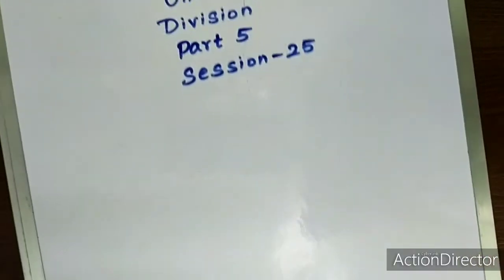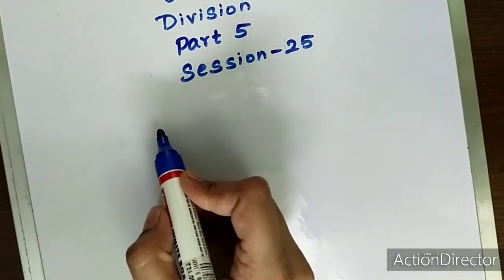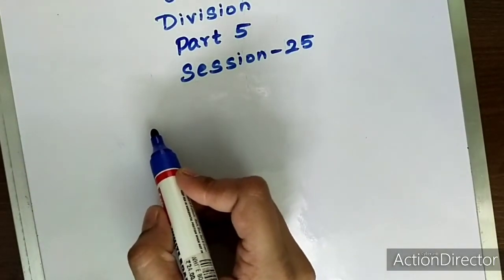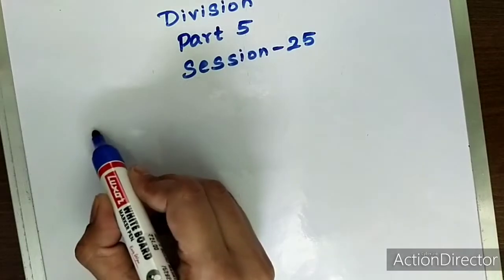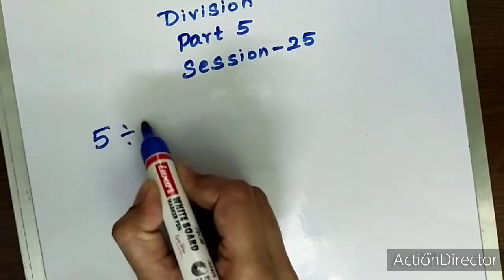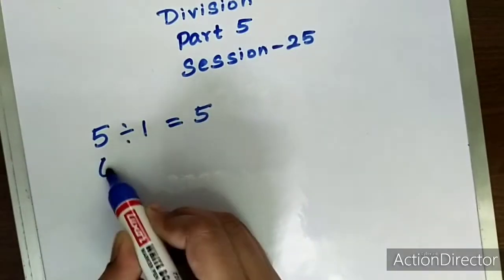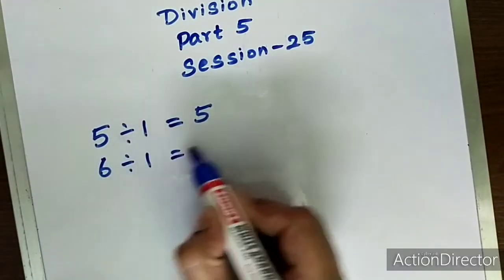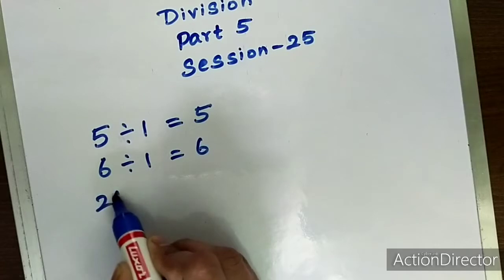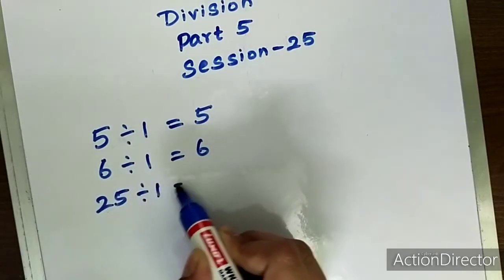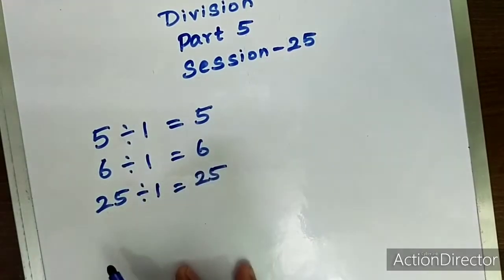What is the first property? When a number is divided by 1, the quotient will be the number itself. That is, if you divide 5 by 1, the answer will be 5 itself. 6 divided by 1 will be 6 itself. Like that, 25 divided by 1 will be 25 itself. This is the first property.